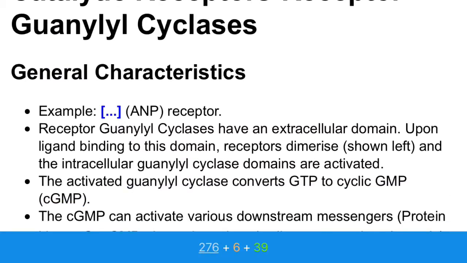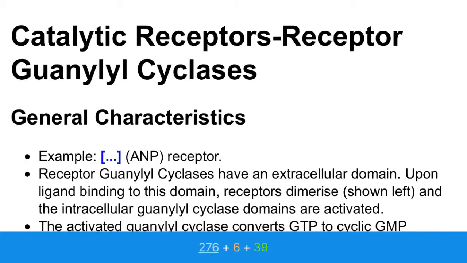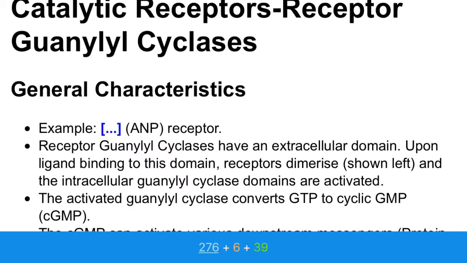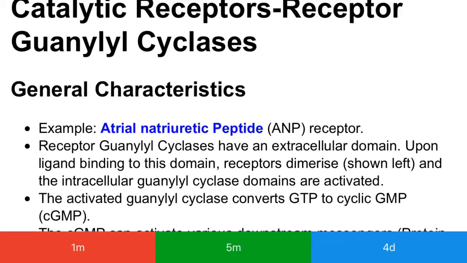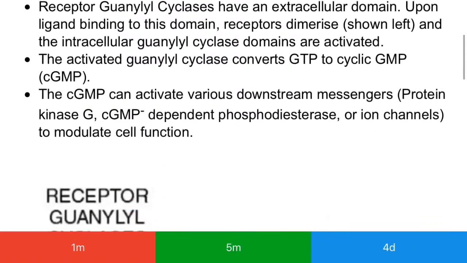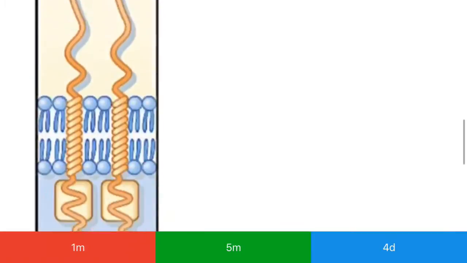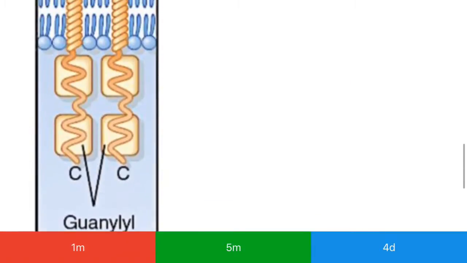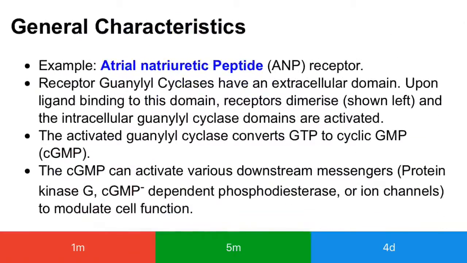All right, general characteristics: guanyl cyclase, right? Catalytic receptors, ANP, extracellular domain. Wow, I did not read that. Okay, atrial natriuretic peptide. Yes, that is familiar. I do believe that is released. Is that released by the baroreceptor in the aorta or in the atria? No, wait, no, atrial. I'm not sure what that does. I'm not sure what that's all about.